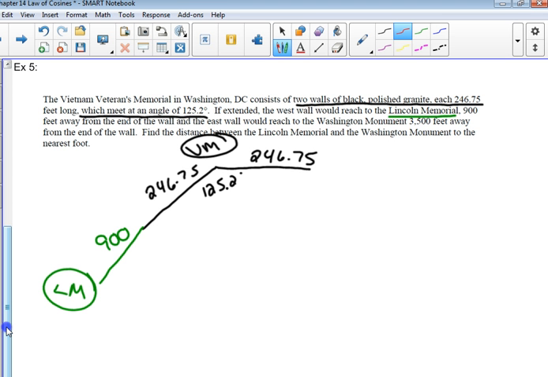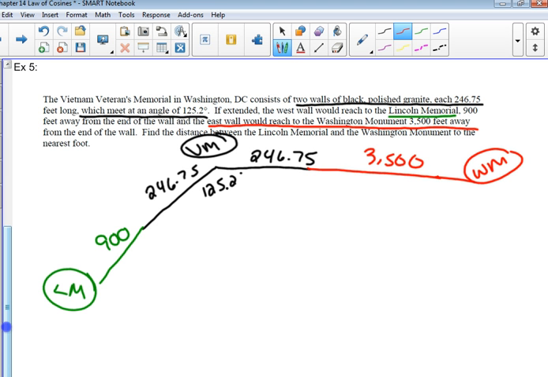And the east wall would reach the Washington Monument, 3,500 feet away. Bring that at 3,500. This is going to be a big triangle. And this one's called the Washington Monument. So far we have done no math. What are they looking for? The distance between the Lincoln and Washington. Yes, Chelsea, perfect. We are looking for this blue part right here, the distance between. We don't know it.